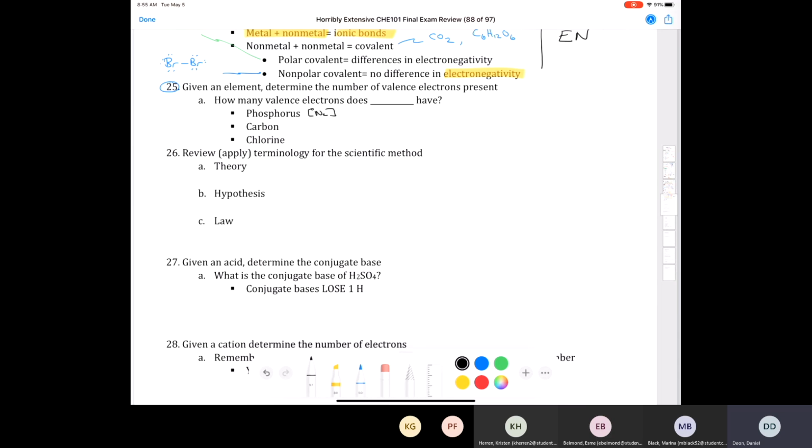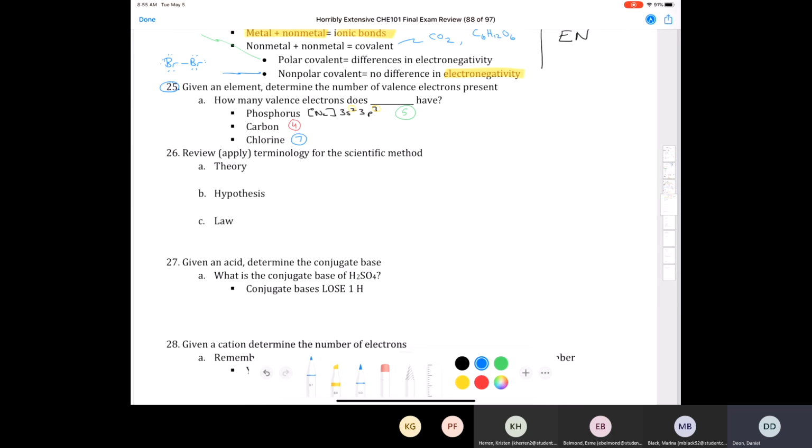So I need to have 3s2 and then 3p3. So how many total valence electrons? I have 2 plus 3. That gives me a total of 5 valence electrons for phosphorus. Carbon, I use a similar rationale. Carbon would have 4 valence electrons, and I do the same kind of rationale for chlorine, and chlorine has 7 valence electrons.